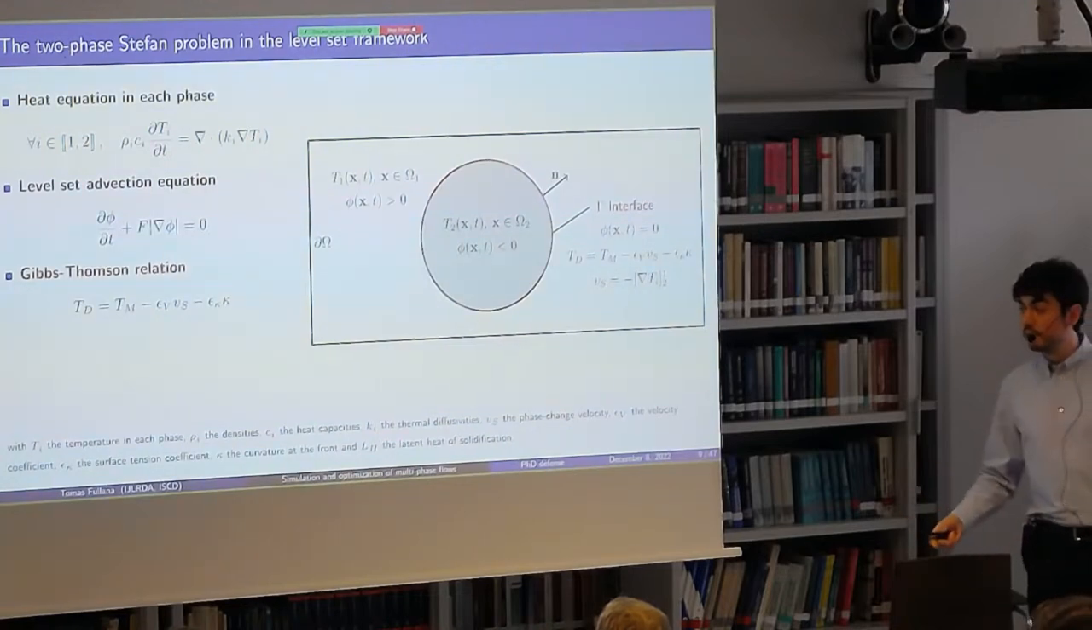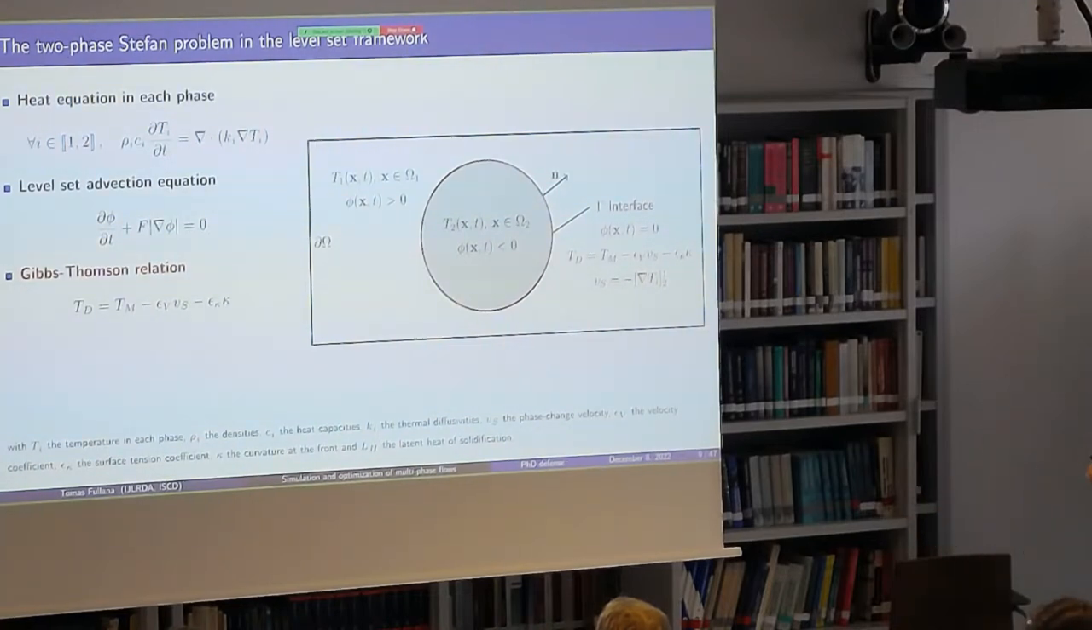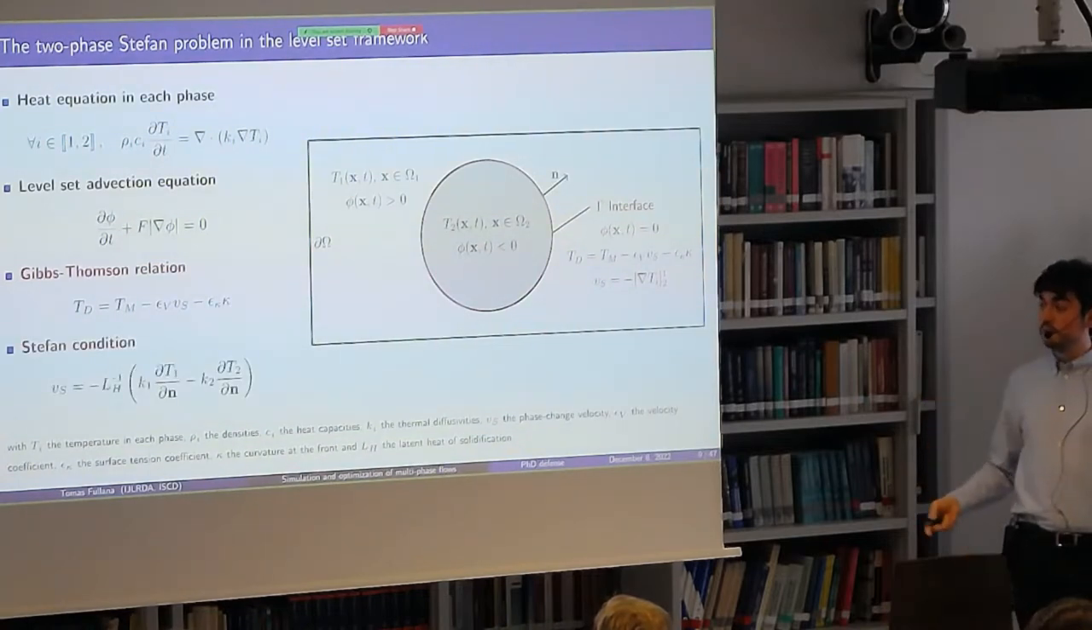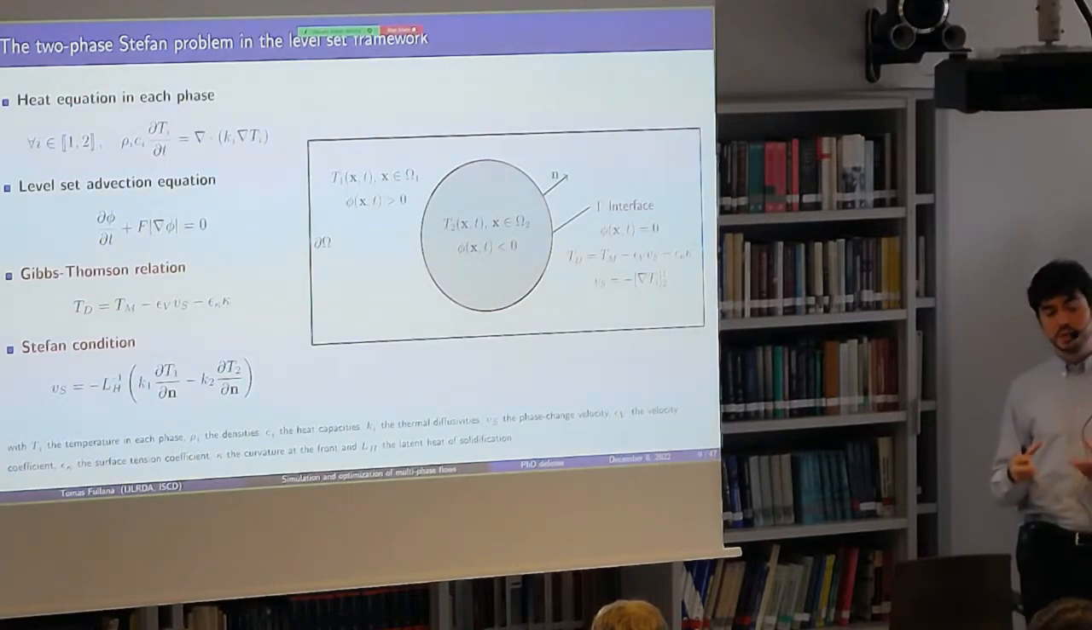Then we have the Dirichlet boundary condition at the interface for the temperature, which is the Gibbs-Thomson relation, which is basically a melting temperature Tm augmented with a term depending on the velocity, here with epsilon v, and a term depending on the curvature with epsilon k. On top of that, we have the Stefan condition for the velocity at the interface, which is basically a balance between the latent heat of solidification, denoted LH, and the conductive heat fluxes.